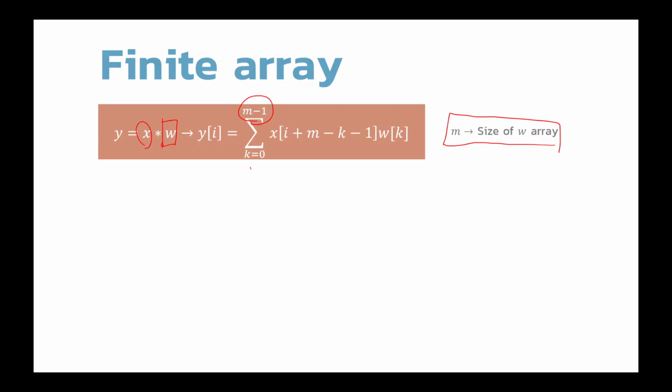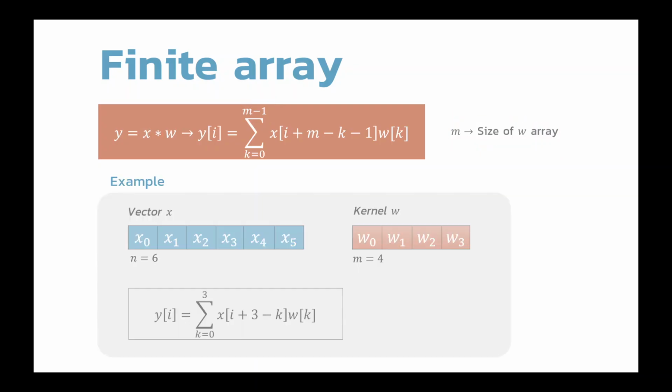Okay, and the equation is a little bit more complicated, but I just want you to visualize it as sliding of the vector. For example, if I have vector x that has 6 elements, x0 to x5, and my kernel w is only 4 elements, so w0 to w3, right? So my m is equal to 4, my n is equal to 6, so that's the number of the x, right? So my y at different position is going to be equal to this summation, which only goes from 0 to 3, as many as the number of elements in w array.